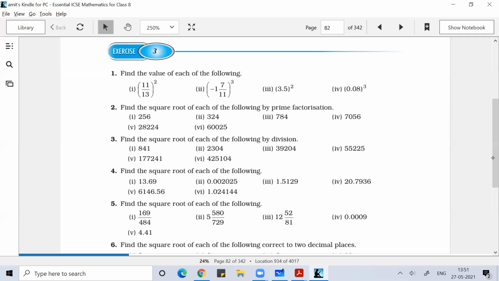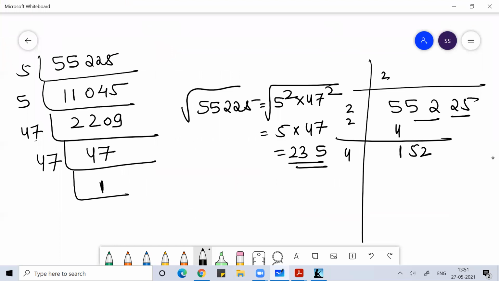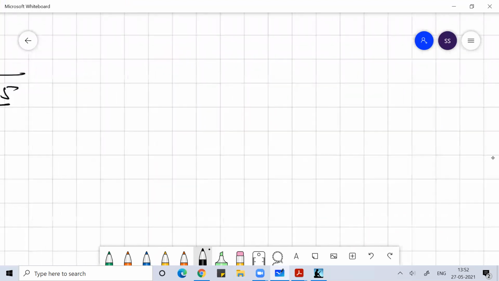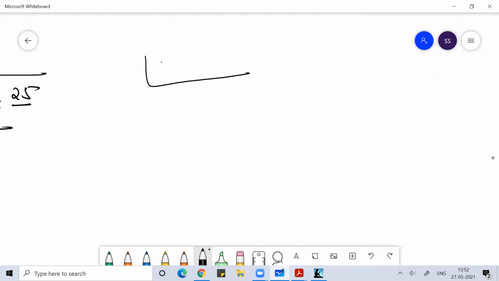क्या है? 177241. 177241. किससे जाएगा? 2 से तो नहीं जाएगा, ऑड नंबर है. ऑड नंबर, इवन नंबर, यू नो राइट. यस सर। 3 से जाएगा क्या? सम ऑफ डिजिट करो. 1 + 7 8, 8 + 7 15, 15 + 2 17, 17 + 1 18, 18 + 4 22. नहीं जाएगा 3 से. ठीक है. 4 से तो जाएगा नहीं, ऑड नंबर है.